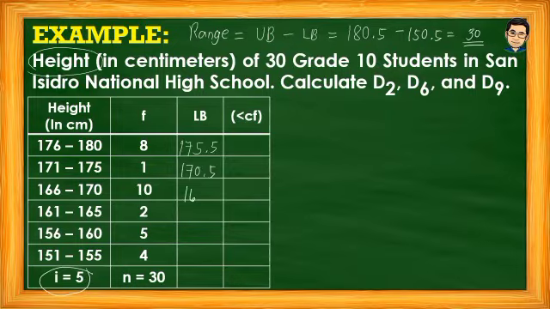So ayan. Subtract lang po ng 5. And then, of course, kapag nag-start tayo sa 150.5 pataas, that is the reverse operation. We will add 5 instead of subtracting 5.